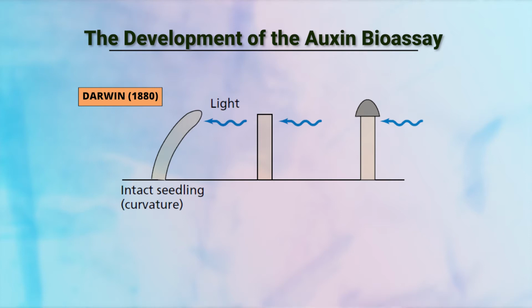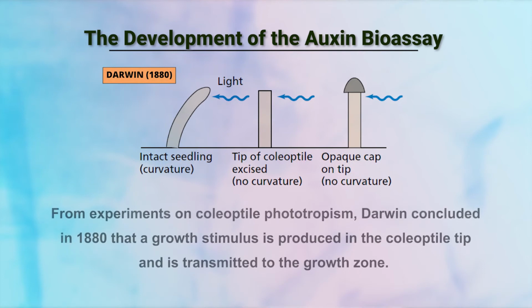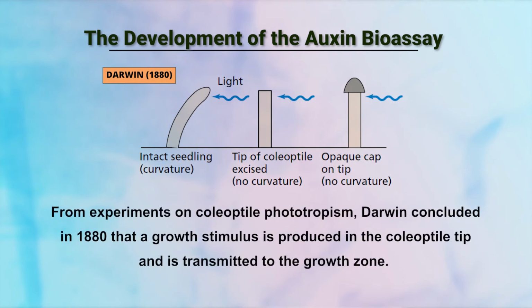This is due to the preferential growth of the cells, basically their elongation, at the shaded region compared to the illuminated region. Now, when the tip is cut, there is no bending, or when the tip is covered with an opaque cap, again there is no bending. From this, it was concluded that light induces formation of a growth stimulus at the coleoptile tip that is transported to the zone which is shaded and causes those cells to elongate.